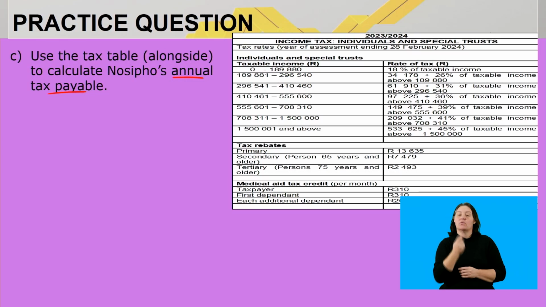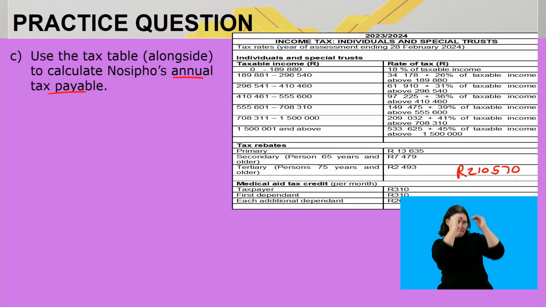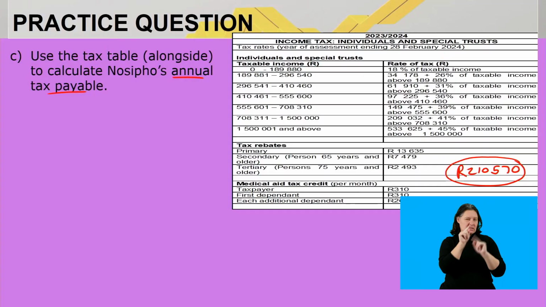Right, now remember we said her taxable annual income, and let me write it down here for you, is 210,570 rand. This is very important because this will determine in which tax category, the bracket, we will locate this amount, and we'll then calculate the annual tax payable. Okay, now I want you to keep in mind, we also indicated that this lady belongs to a medical aid as well. So therefore, she will qualify for the medical aid tax credit, but we'll deal with that once we get there.